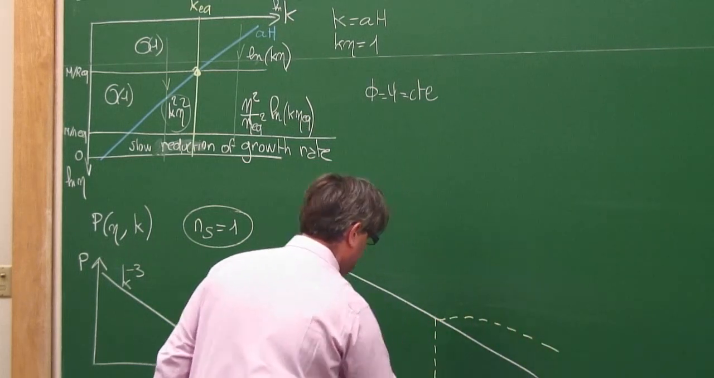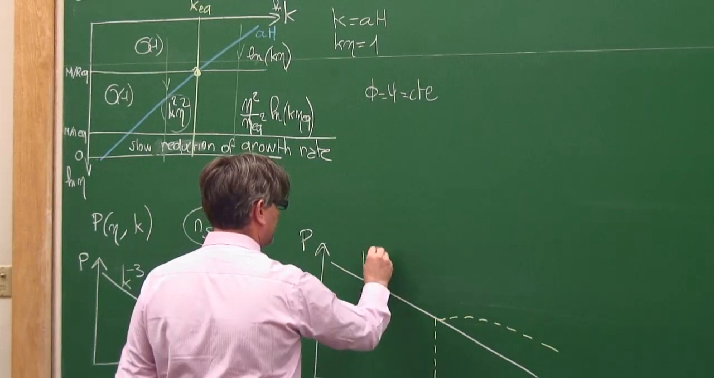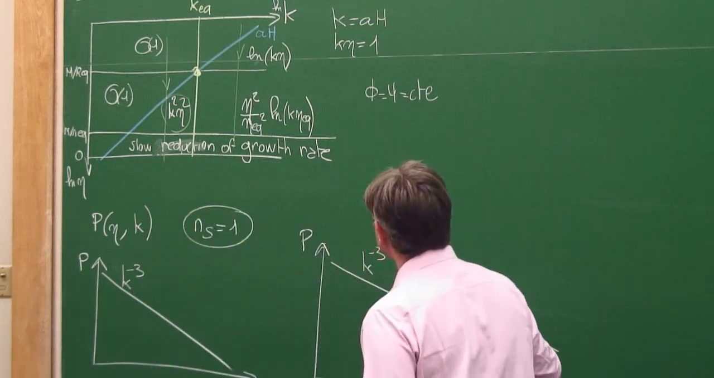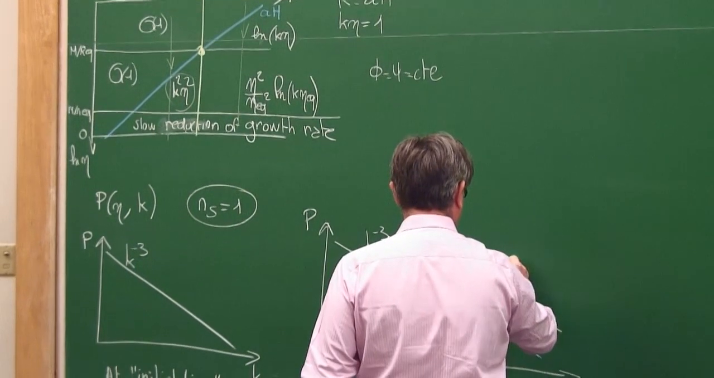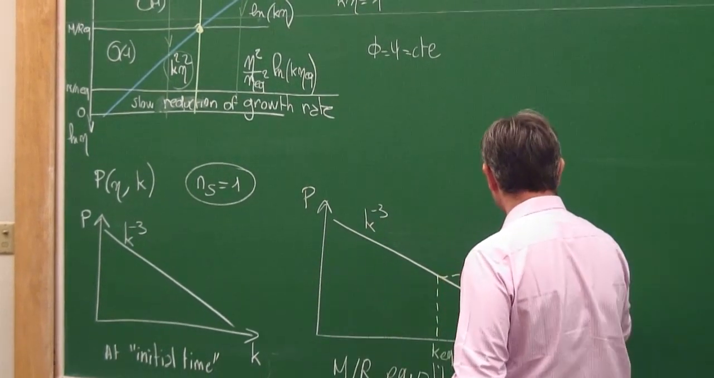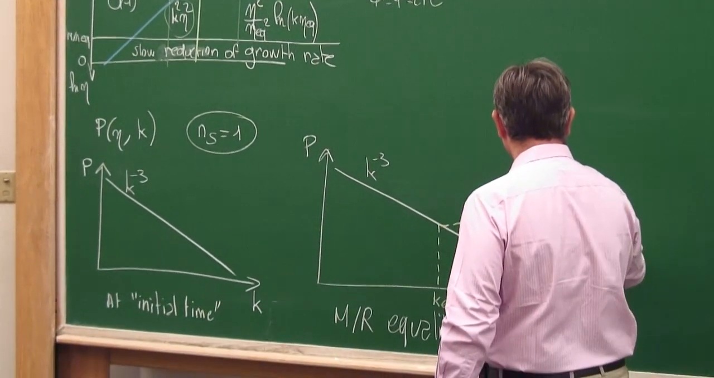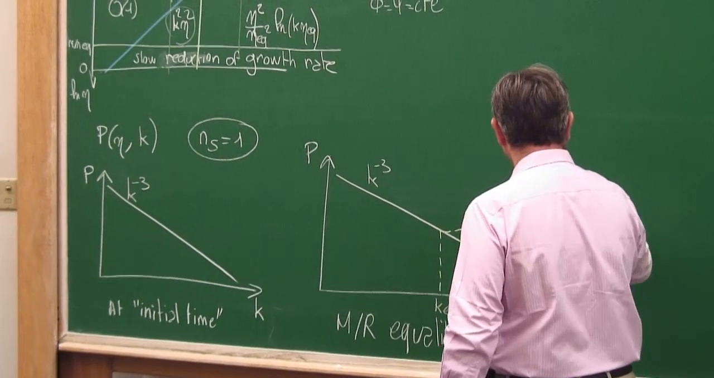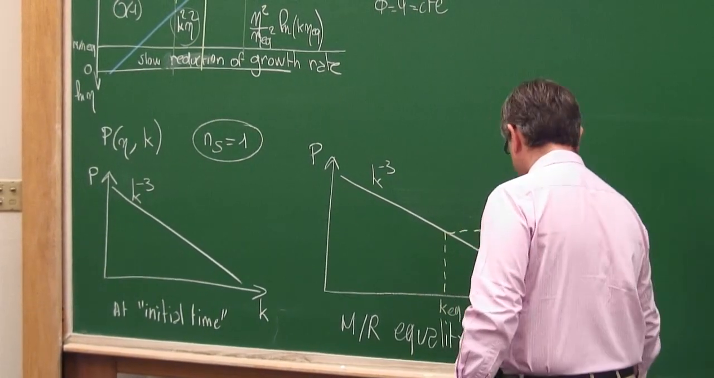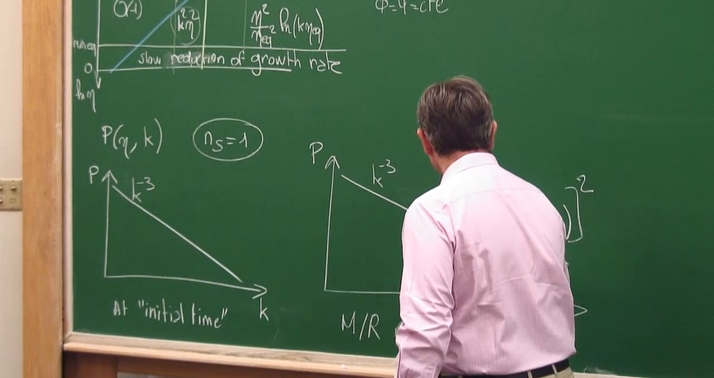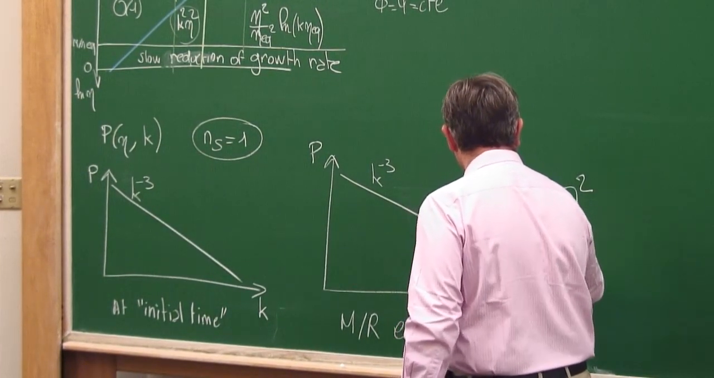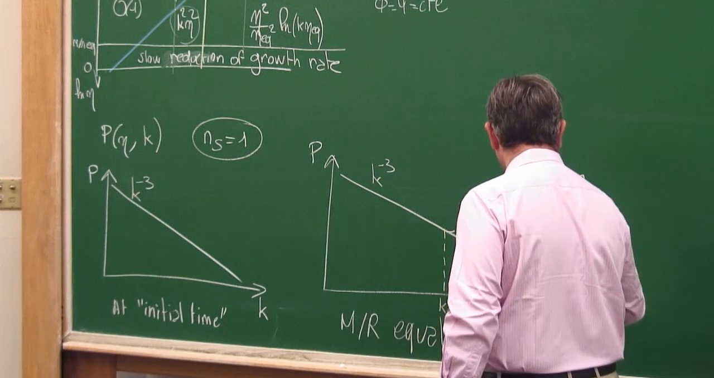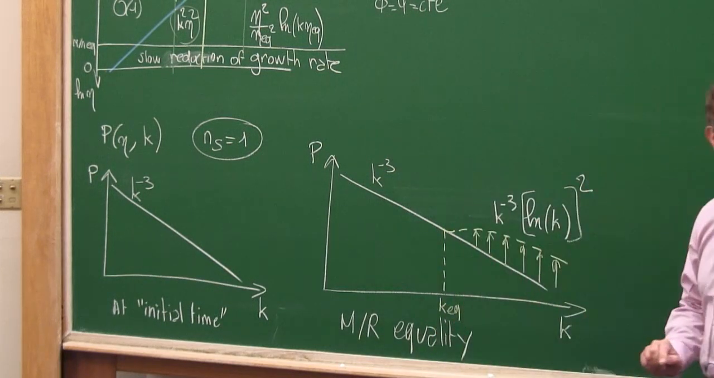So here, the solution is k to the minus 3. And here, if I take the square of the transfer function, it's k to the minus 3 times this amount of growth, which is a log of k, squared. Squared because the transfer function is squared. So this accounts for the small growth of perturbations inside the Hubble radius during radiation domination. Okay?